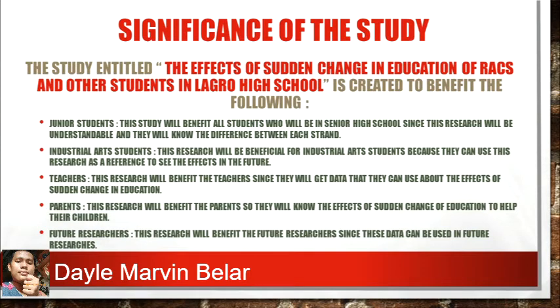Second, industrial arts. This research will be beneficial for industrial arts students because they can use this research as a reference to see the effects. The third one is teachers. This research will benefit the teachers to have knowledge about the effects of sudden change in education. Fourth one is the parents.